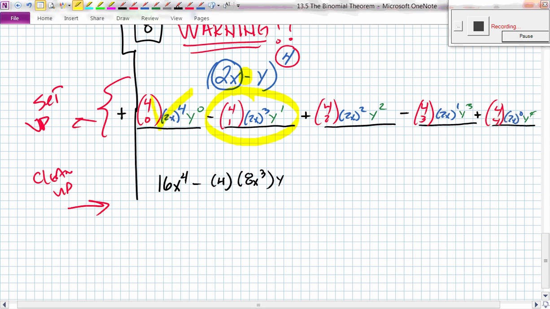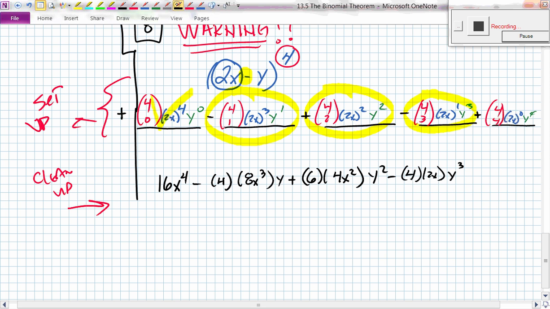Whoa. 32x. You got it. I'm just going to do it this way to illustrate the point. 4 choose 2 is 6, because I looked at Pascal's triangle. 2x squared is 4x squared. And then I have a y squared, and I'm not done cleaning that one up yet either. So I'm not going to cross it off my list. Then I have a minus sign. 4 choose 3 is the same thing as 4 choose 1, which happens to be 4. And then times 2x times y to the third, and I'm not done with that one.